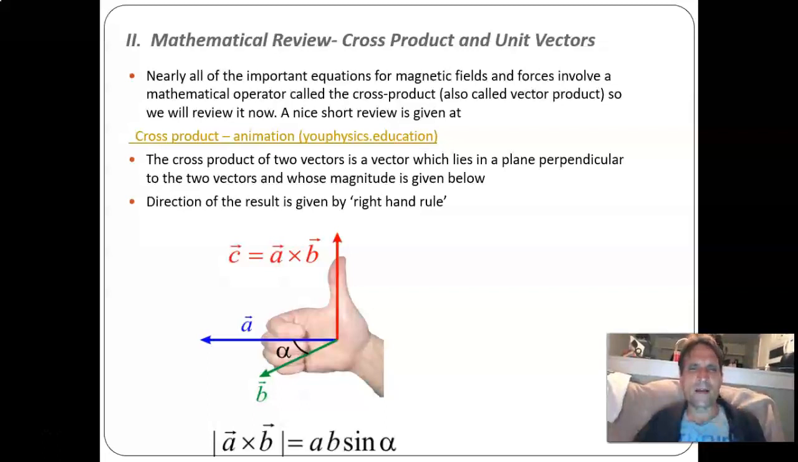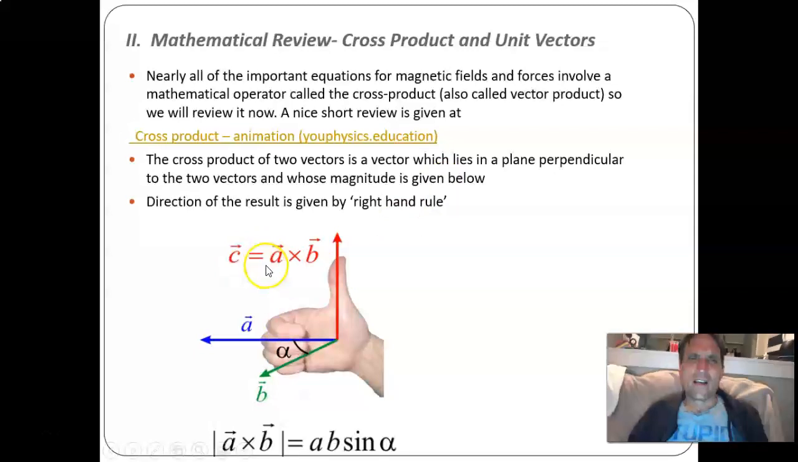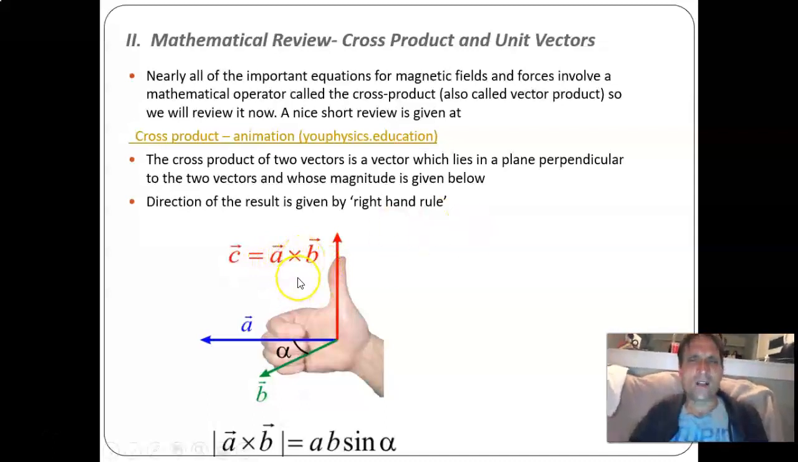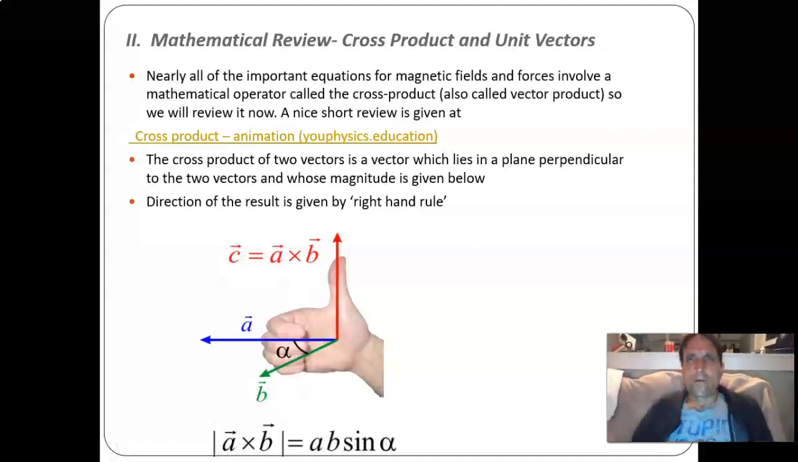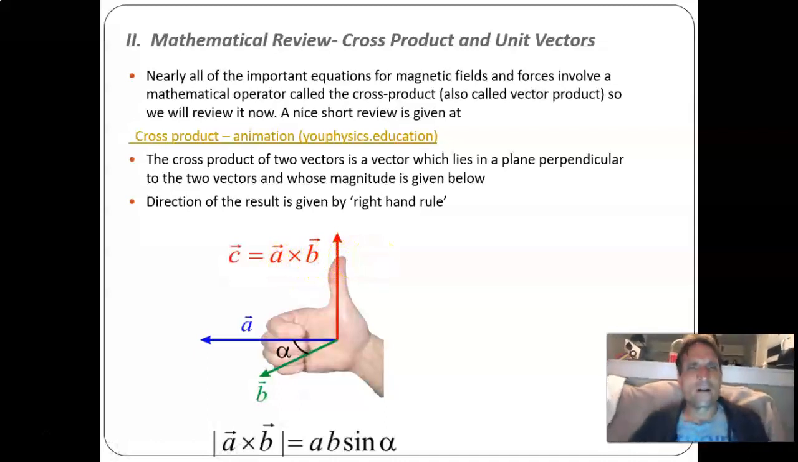I don't know if you remember back from 1150, we said that the torque is equal to R cross F, moment arm crossed with the force. And that mathematically is a cross product. Almost all the important equations for magnetic fields and forces involve this cross product operation. It's the cross product of two vectors. So we're going to do a little review here.